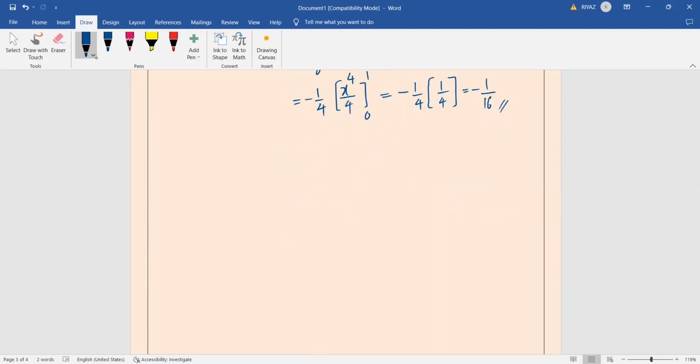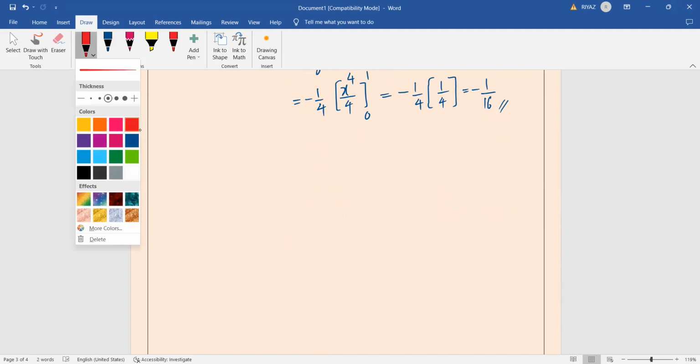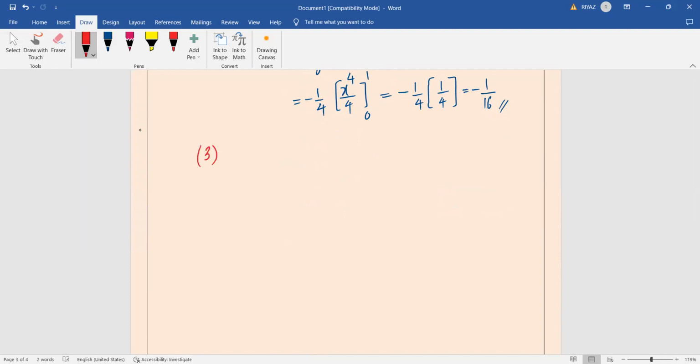Next question I am going. The question is evaluate the integral 0 to 2, integral 0 to y, integral 0 to x, dx dy dz. That's it. This is the question.